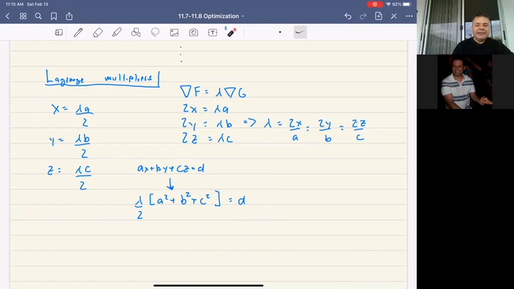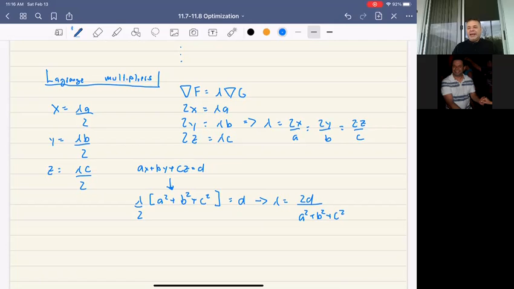Okay, now let's go ahead and go back to x. Actually, sorry, before we do that, here we're going to find lambda. I know I said we don't need to usually, but this one it will help. So lambda equals 2d over a squared plus b squared plus c squared.